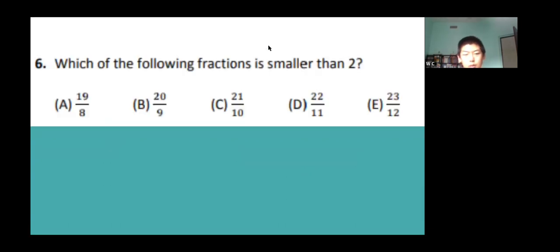Next question. Which of the following fractions is smaller than 2? So I'll give you some time to think about this, and if you think you have the answer, please type in chat.